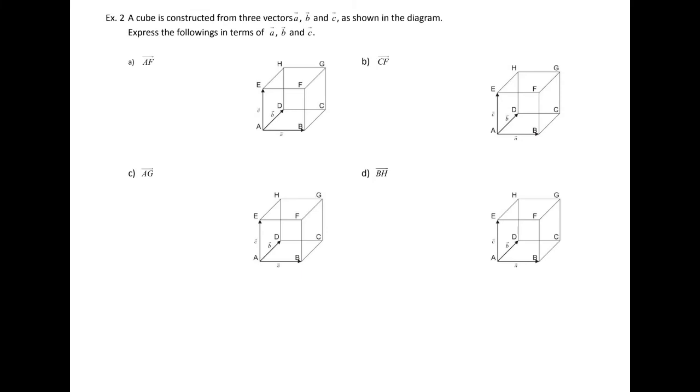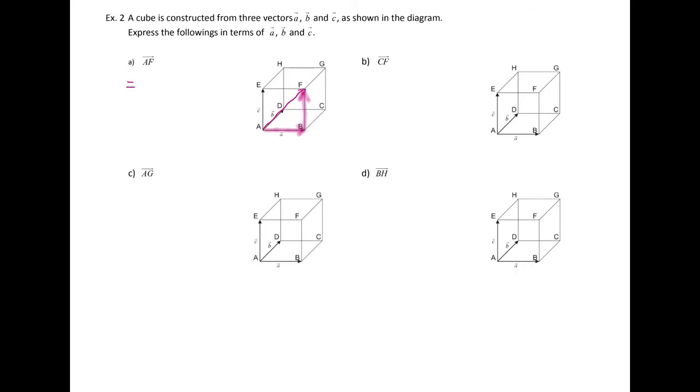Example 2, a cube is constructed using 3 vectors, vector a, vector b, vector c, as shown in the diagram. Express the following in terms of those 3 vectors. Part A, we want to find vector AF. That means we want to go from point A to point F. Let's pretend this pink vector AF is under construction, so I cannot use this line to go from point A to point F. So what is the different routing that I can take? One of the routings I can use is from point A to point B, and from point B to point F.